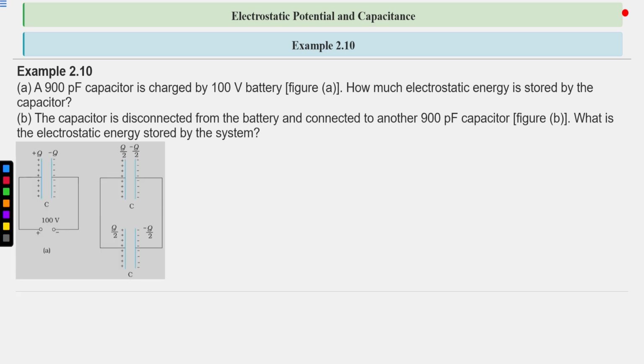These are the two scenarios. First, this capacitor is connected with a 100 volt battery and charged. Now when it is fully charged, in part B, it is connected with another capacitor of the same capacitance, both having 900 picofarad. The second capacitor is initially uncharged. Only the first capacitor is charged, so there is a transfer of charge from one capacitor to the other until equilibrium is attained. Then we will find the total energy stored on both capacitors.